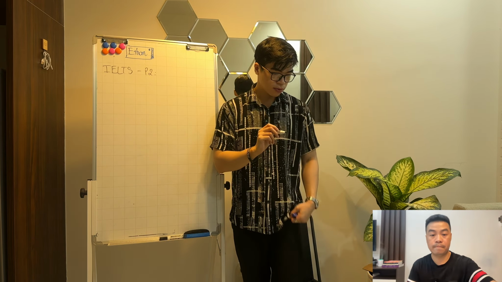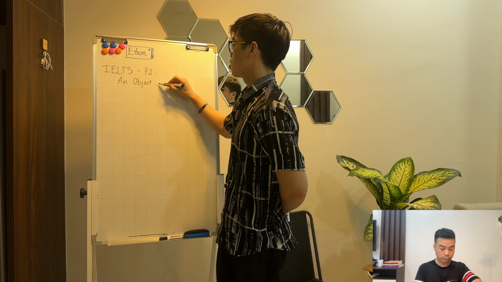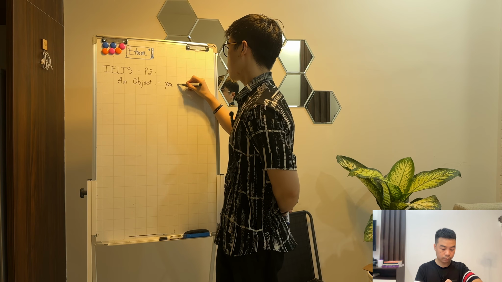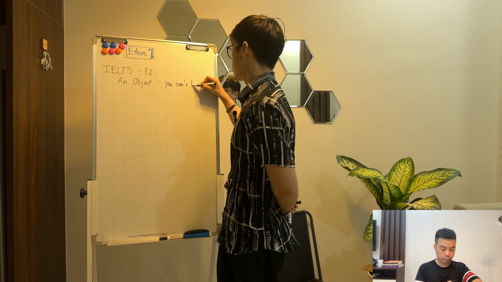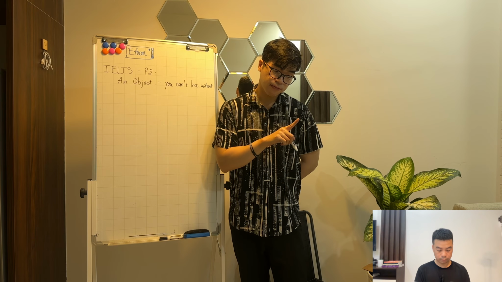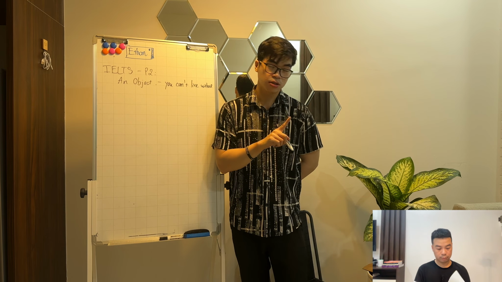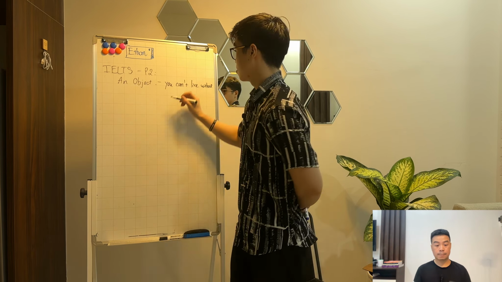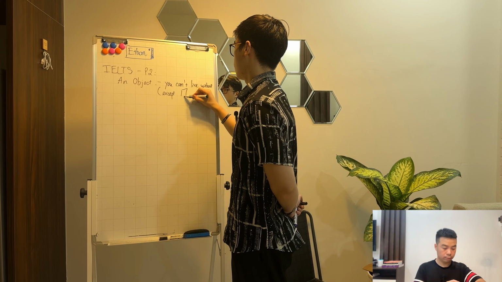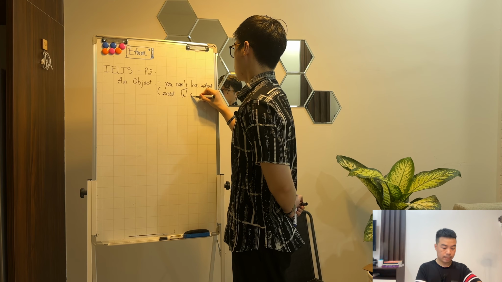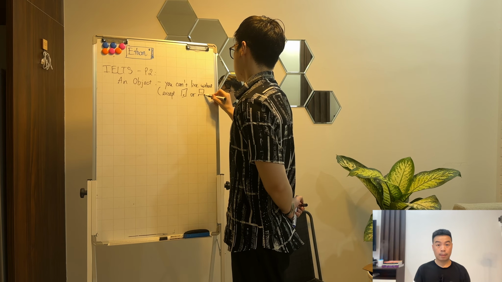So, what kind of object? The topic is describe a thing you cannot live without. An object that you cannot live without. However, except your cell phone or your computer. Except your phone or computer.